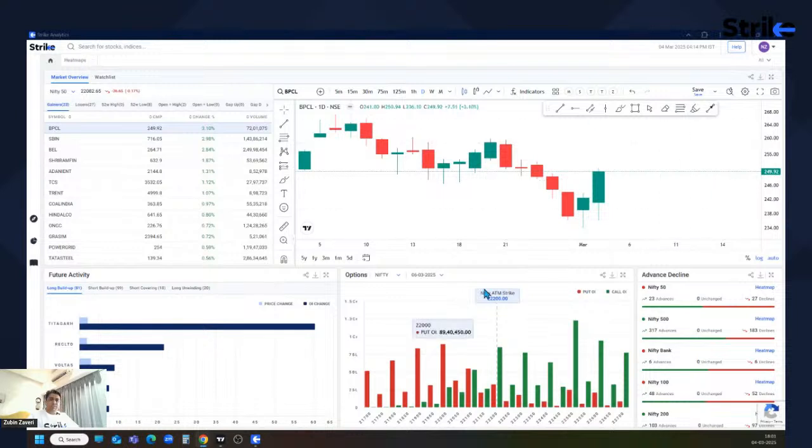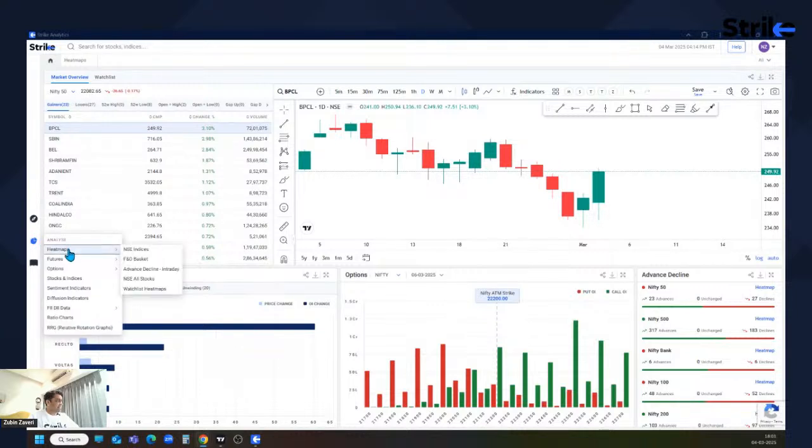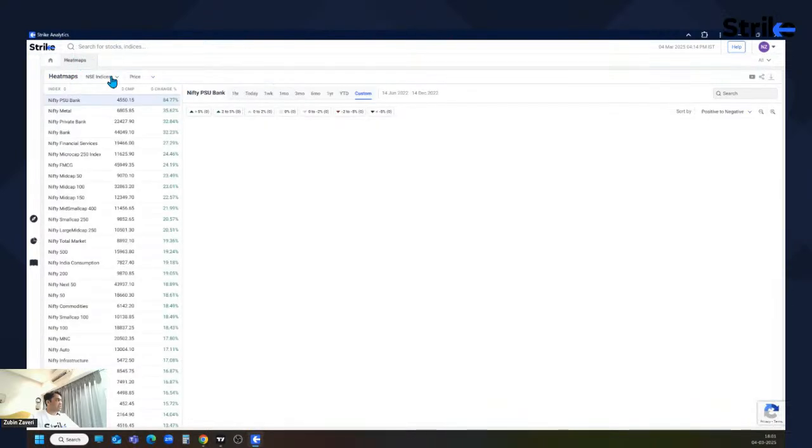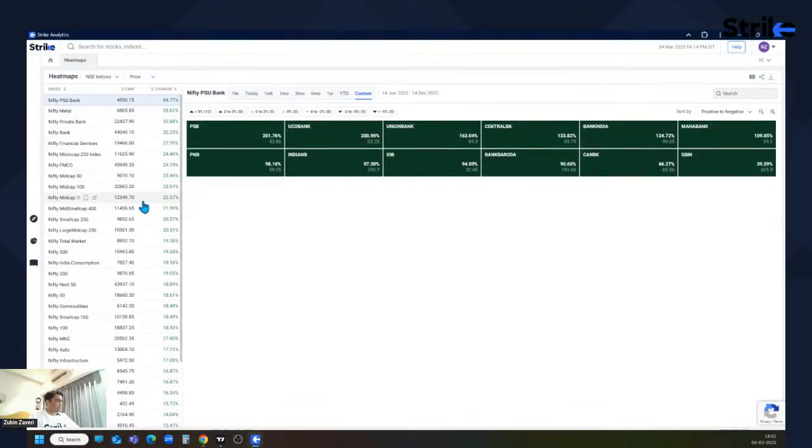Now, in this particular platform, there is something called heat maps over here. In the second section over here, in the Analyze, there is a first option, heat maps. So when you click on heat maps, any of the NSE indices, a new page will open up over here like this.